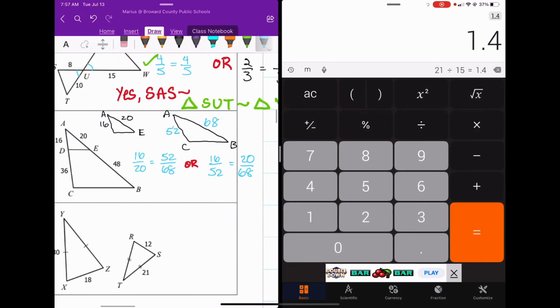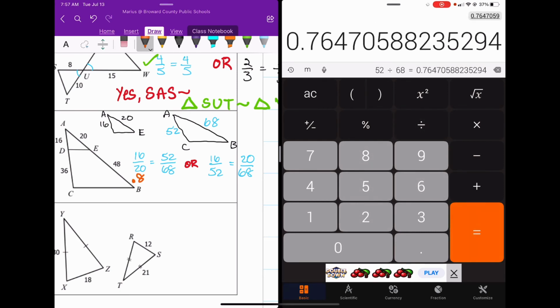So let me slide this over. So if I do 16 divided by 20, that equals 0.8, okay? So this is gonna be 0.8. The next one, 52 divided by 68 is equal to, what's that? 0.76, and so on. But those are not equal, right? So let me put the equal sign there. They're supposed to be equal, but they're not, okay?